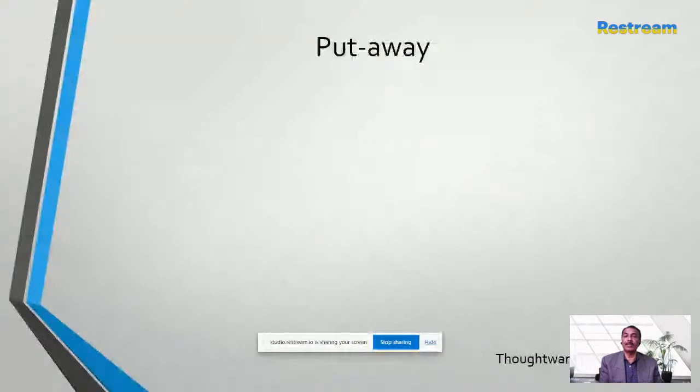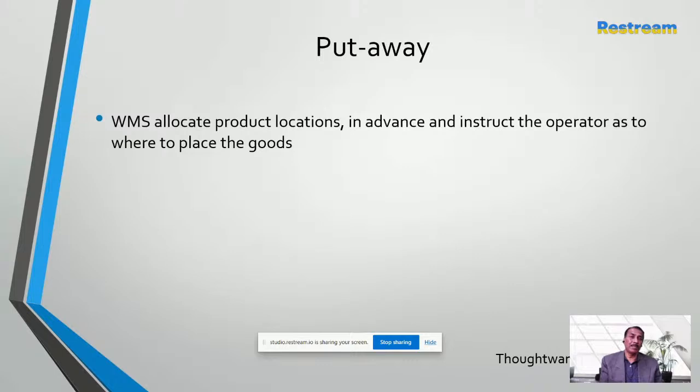The item received will be moved to the storage area. Whether you need to unpack at this stage, it remains to be seen. But in the distribution environment, normally they do not unpack the item and directly put it in the location. Whereas in the manufacturing warehouse, they usually unpack, even count the item, and transfer it to some bin or some storage location. Okay. WMS, if you are using, maybe that may allocate product location in advance and instruct the operator as to where to place the goods.